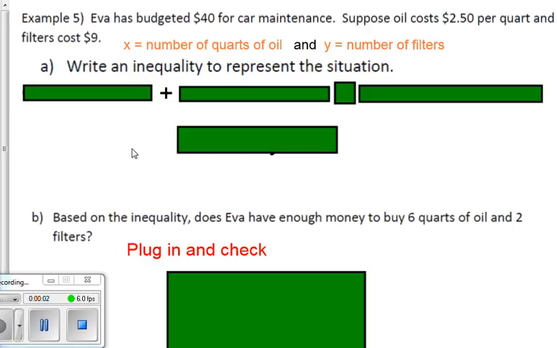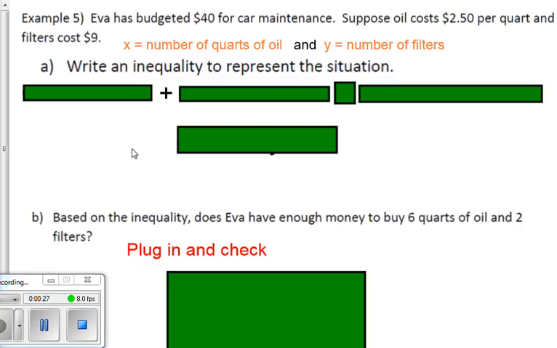Right, for example 5, we're looking at, again, an inequality problem or real-life situation that might use these linear inequalities. So for this example, it says Eva has budgeted $40 for car maintenance. Suppose oil costs $2.50 per quart and filters cost $9. So that would be $9 per each filter that you get.